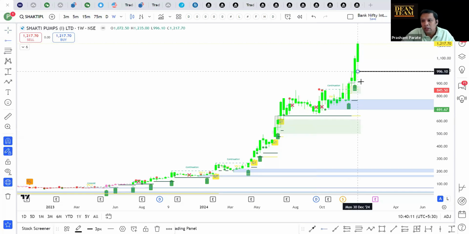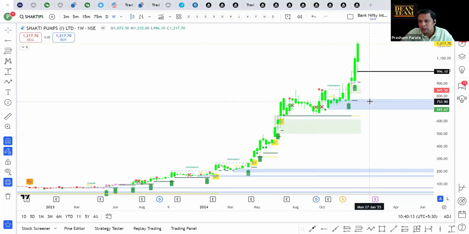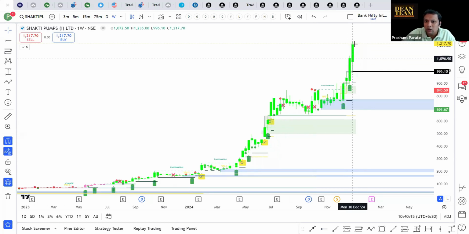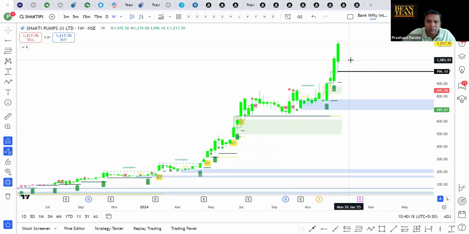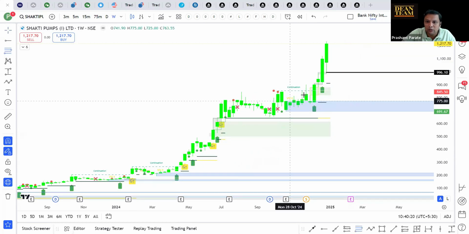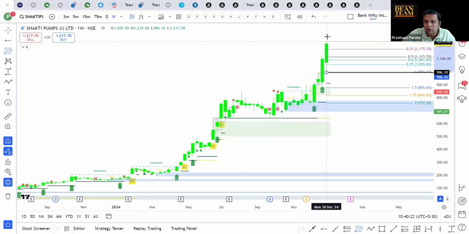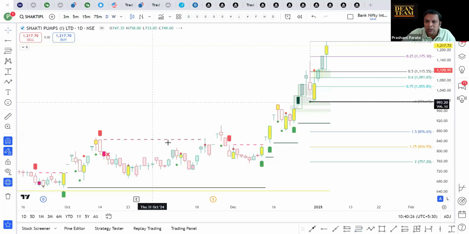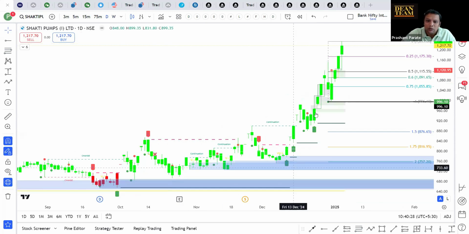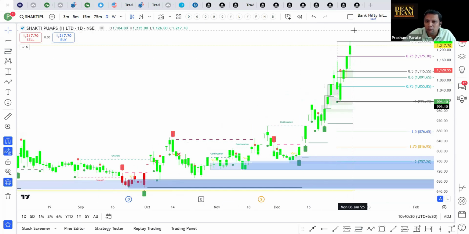That level can be 996, below which one should exit at partial profit, or right now also they can exit at partial profit, or 50% of this candle. If candle closes below this, they can exit at partial profit booking. On daily chart, the trend is up and it is showing strong up move.